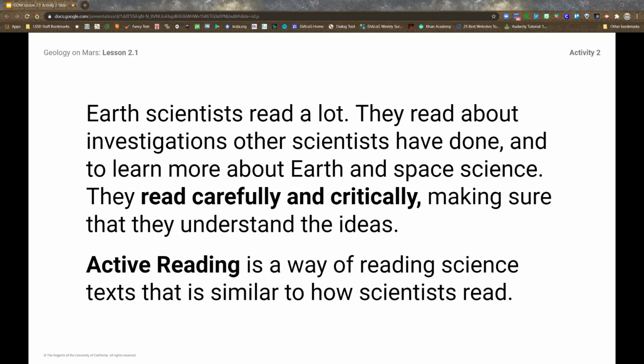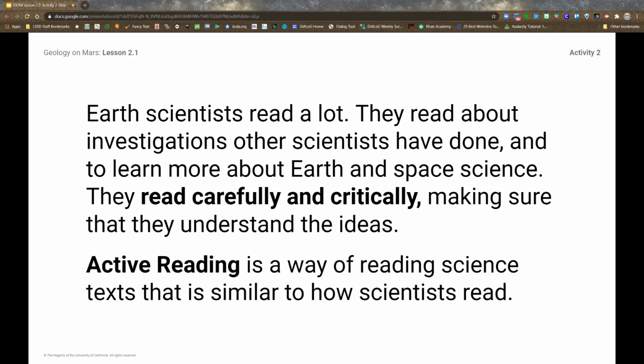Earth scientists read a lot. They read about investigations other scientists have done and to learn more about Earth and space science. They read carefully and critically, making sure that they understand the ideas. Active reading is a way of reading science texts that is similar to how scientists read. This approach is called active reading because you will think very deeply as you read, so you can actively try to understand what you're reading.